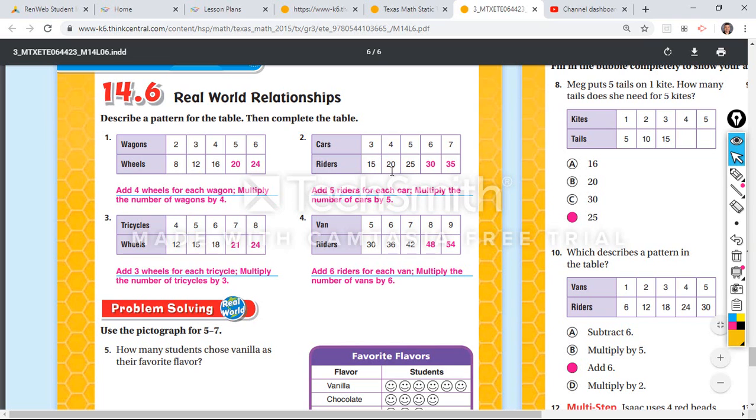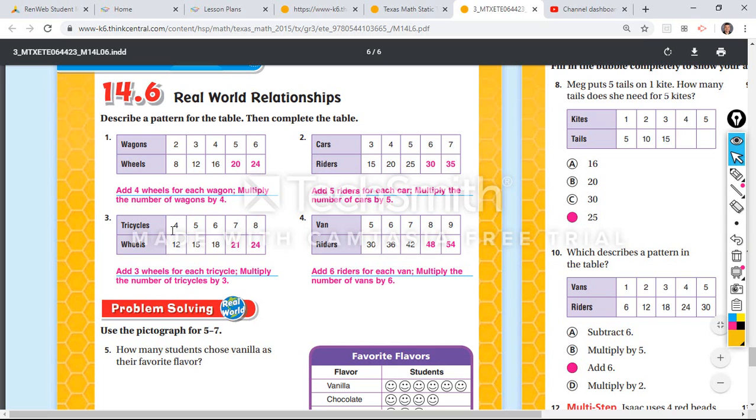The next one, if you look at the pattern, 3 times 5, 4 times 5, 5 times 5. I'm looking at the column. 6 times 5, or multiplying by 5, or they are adding 5 riders. The key is add 5 riders, or multiply the number of cars by 5. So remember, you have to have both.